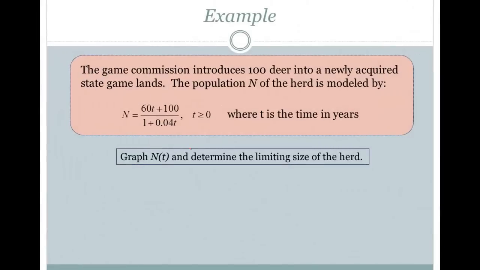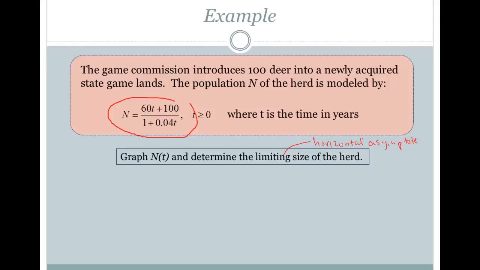Game Commission introduces 100 deer into newly acquired state game lands. Okay? Population is given by this function here, where t is greater than 0, where t is the time in years. I want to graph the function and determine the limiting size of the herd. In other words, limiting size, what you should think about is a horizontal asymptote. And we'll see what that looks like here in a minute.